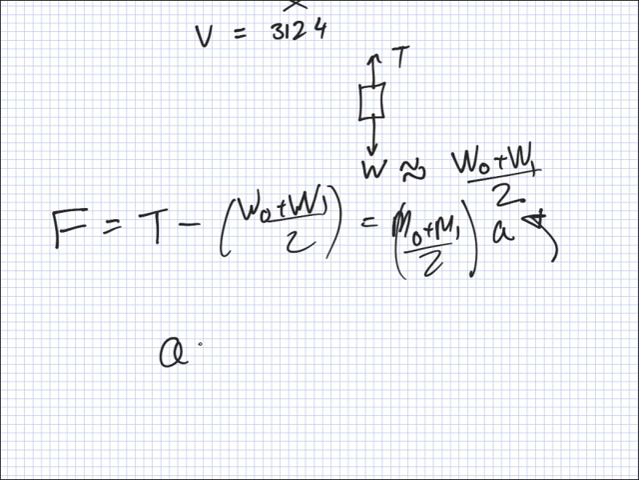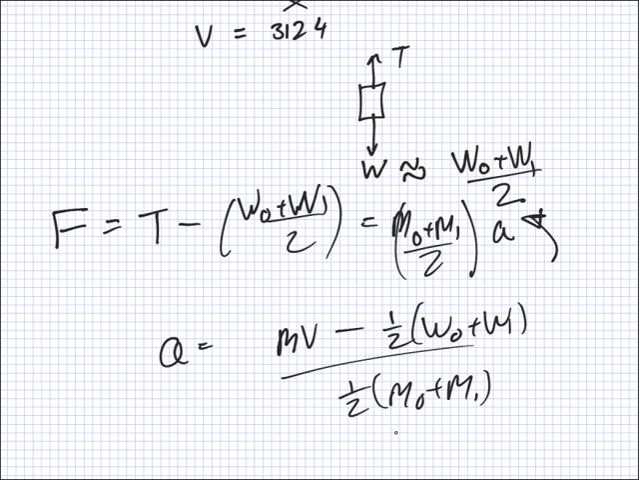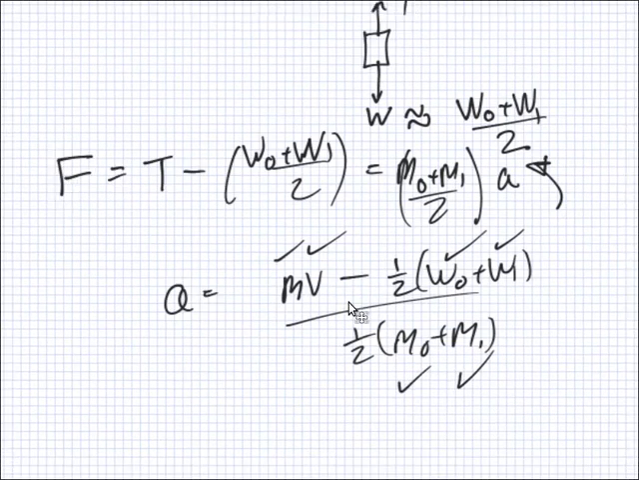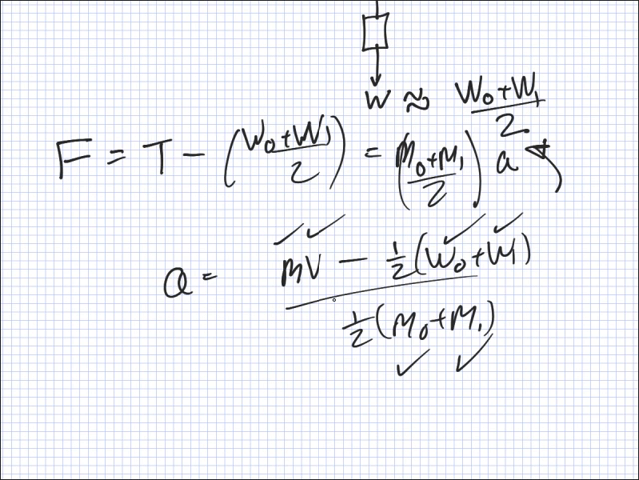So the A will equal mv minus a half W0 plus W1, over a half M0 plus M1. And you know this, you can know this, so you can get the A. M0 is this one, and this is M1. Okay? It's not too bad.